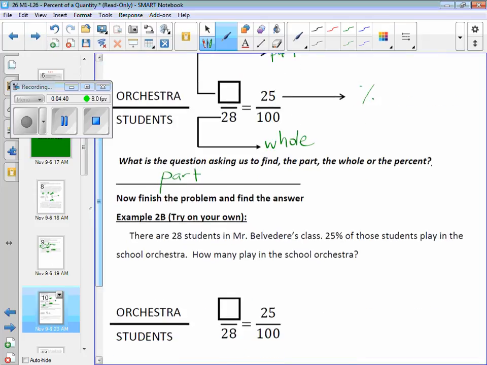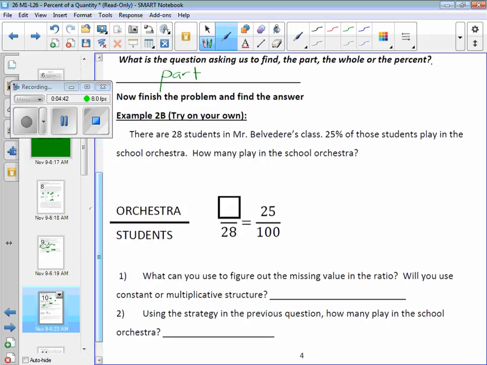Okay, now we can figure it out. Can 28 go into 100 evenly? 28 into 100? Not quite. So now we look top, bottom. What about 25 into 100? Do you want to try that? Yes, it goes in evenly.